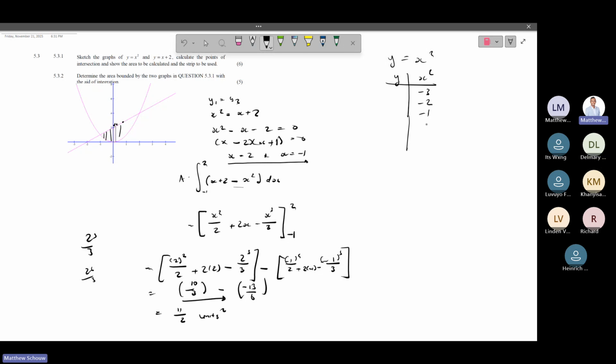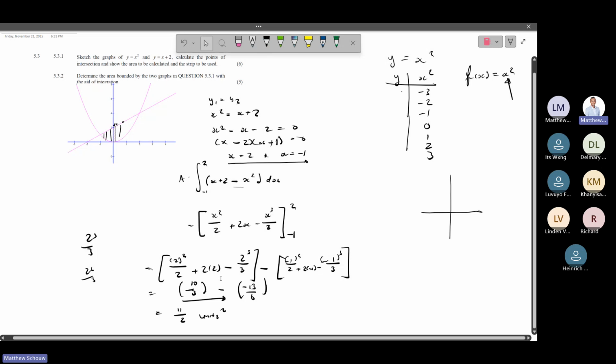-2, -1. So remember it's a function, right? f of x equals x squared. So you want to input values here: 1, 2, and then 3. You input them and get corresponding y values. Once you have that, you just plot each one. If I do this on the Casio, I'll show you what I mean.